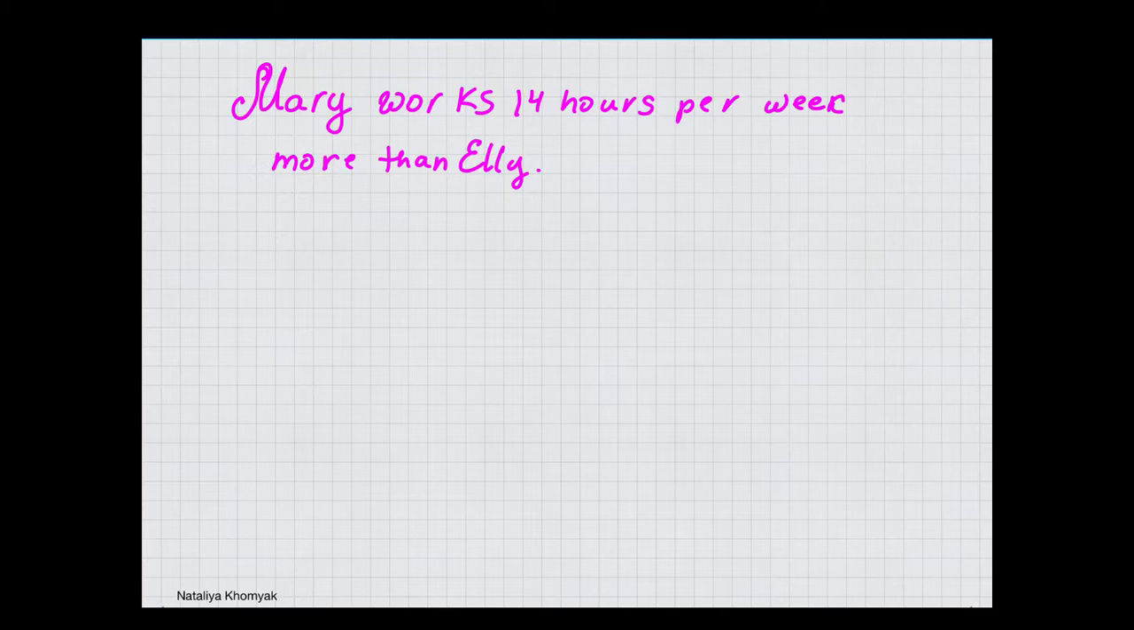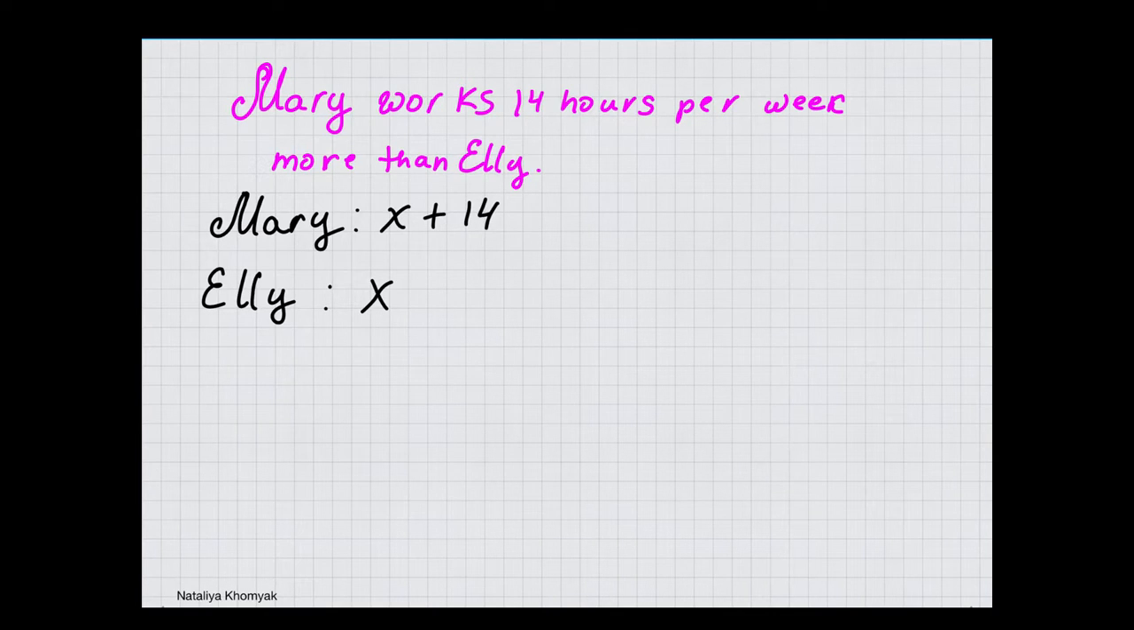Mary works 14 hours per week more than Ellie. So you have two quantities, the number of hours that Mary works and the number of hours that Ellie works. Mary's hours are in terms of how much Ellie works. Since Mary's hours are dependent on Ellie's workload, I am going to assign a variable to Ellie's hours, and then whatever time Ellie spends working per week, which is X, plus 14 will give us Mary's hours.